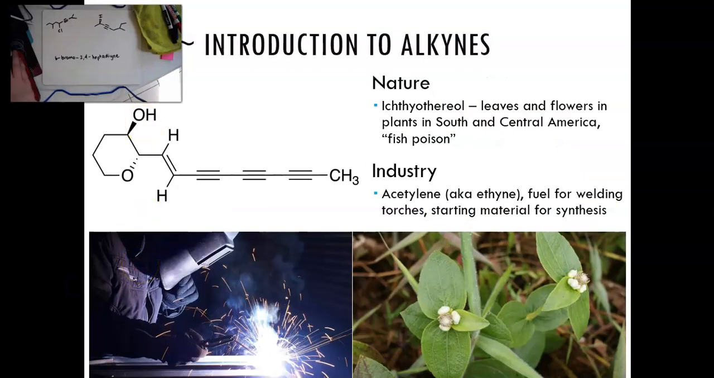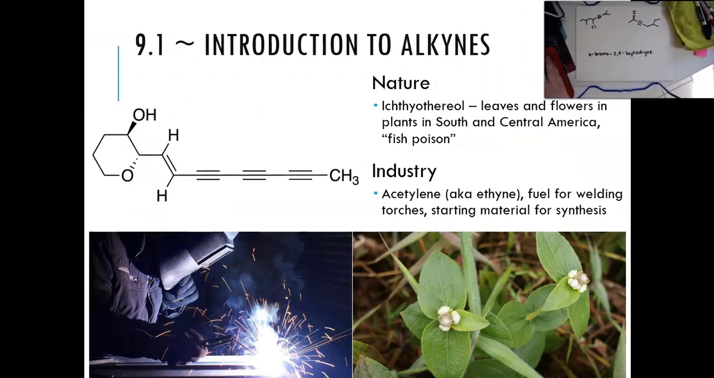So we do like to connect it to the real world, of course, and so here's a couple of examples. Alkynes can be found in nature, so the example here is this molecule, and it's found in leaves and flowers and plants throughout North and Central America. The name of it is ichthyothereol. I probably did not pronounce that right, but it translates to fish poison. So it literally does kill fish, and it actually kills or harms a lot of other animals. It's the same chemical that's in dahlias and a few other plants. So it's one of the reasons why some of our plants can be harmful to cats and dogs.